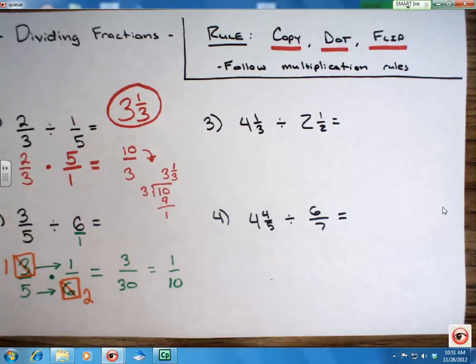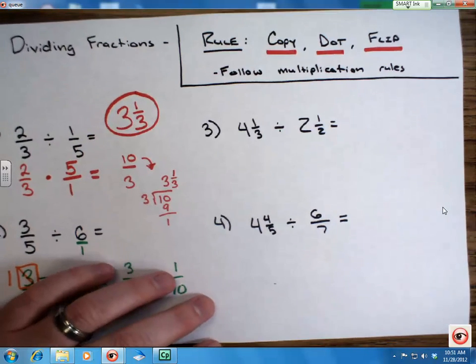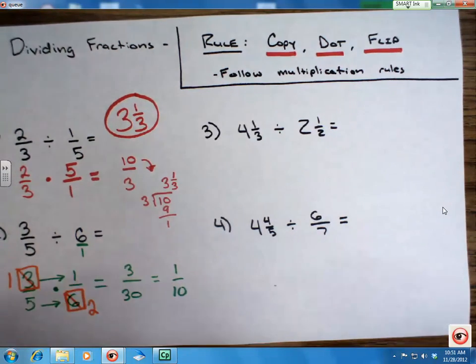Now, on number 3, we notice that we don't have improper fractions, we have mixed numbers. Okay? Now, we need to change those into improper fractions, though. That's the first thing I have to do before I can do my copy, dot, flip. I can't do any copying, any dotting, or any flipping until I have done my popcorn method. So, the first thing I want to do is popcorn these guys.